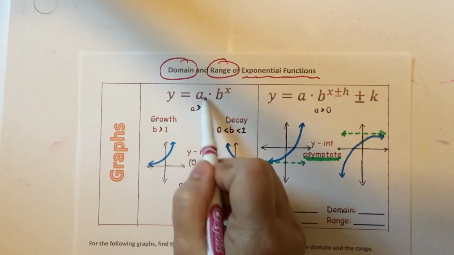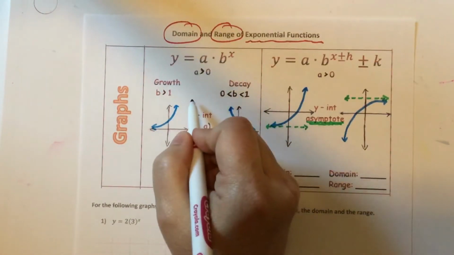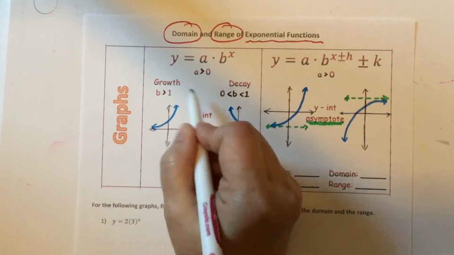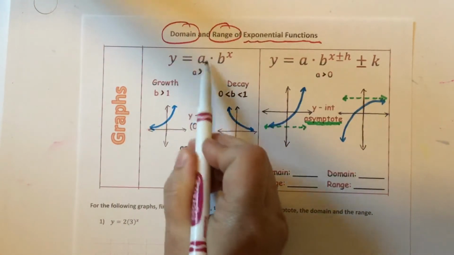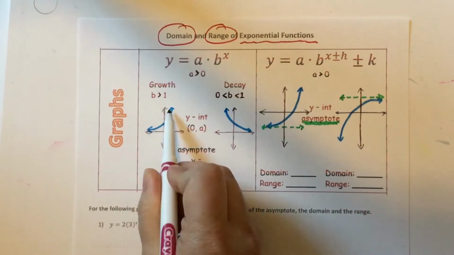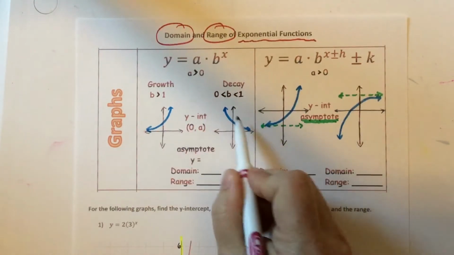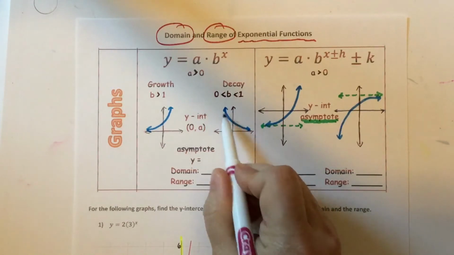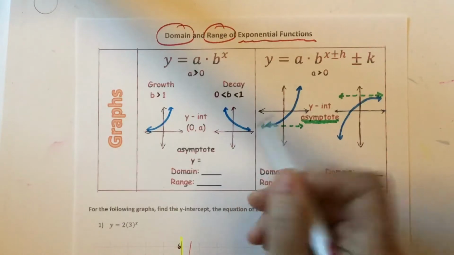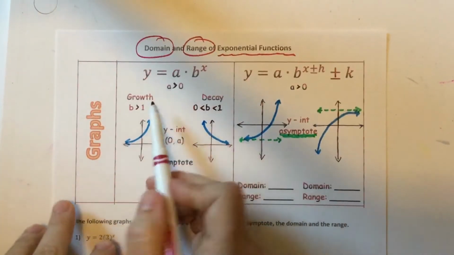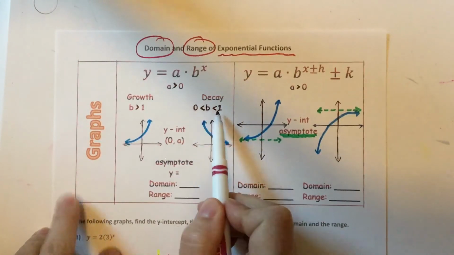If this a ever becomes negative, then it's going to flip. Remember how with the parabolas, if there was a negative in front, it flipped upside down? So if this a ends up being a negative number, this graph will flip upside down and it'll look something like this. And if the decay graph flipped upside down, then it would look something like this. Okay, so just reminding you, growth is when your b is bigger than 1, and decay is when your b is between 0 and 1.